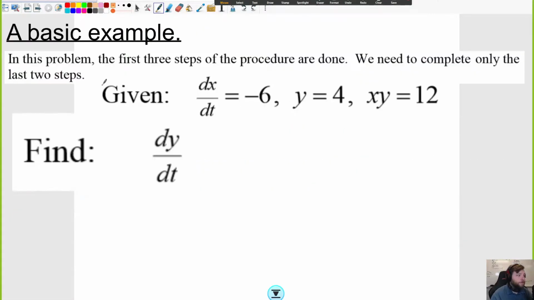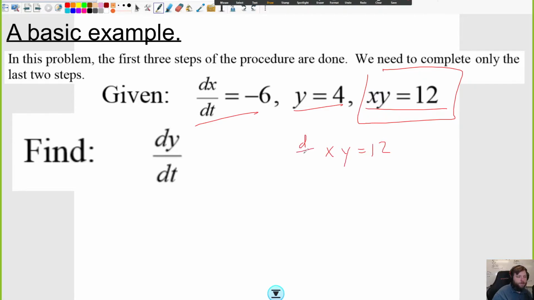Let's try some example. So this is a basic example. Sometimes I'm just giving you all these things and I say, find dy dt. I'm given this, and given this. This could be a word problem, but I'm giving you all this information. We've got to find dy dt. Well, I've got this equation, x times y equals 12. Since I already have my equation, I can derive this one. So I'm going to take x times y equals 12 and derive this with respect to t.